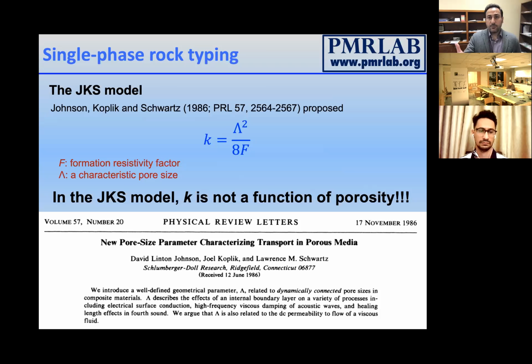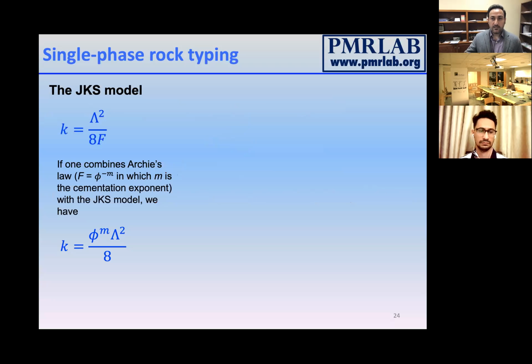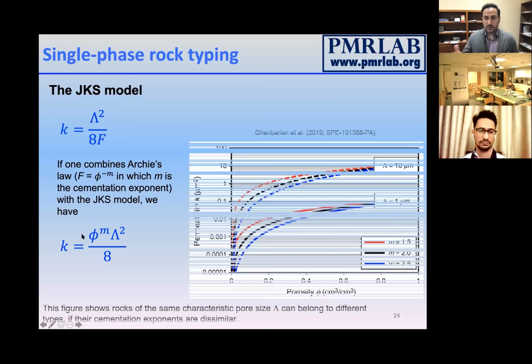But the point is, what I have been showing you so far for rock typing purposes is permeability versus porosity, right? But you don't see porosity in this equation. If you merge the JKS model with any model like Archie's law that connects formation factor to porosity, you can find another relationship that relates permeability to porosity and the characteristic pore size. In this case, we are going to plot it up for some specific cases.